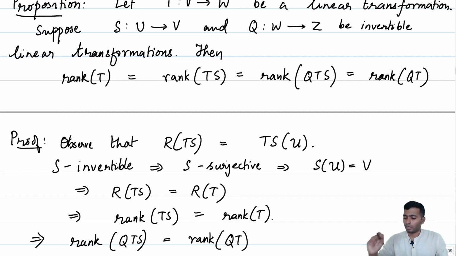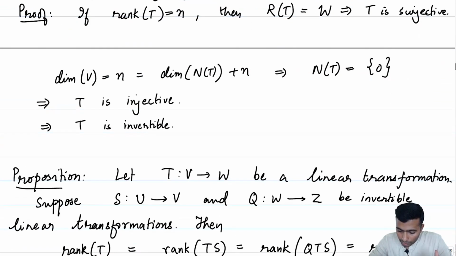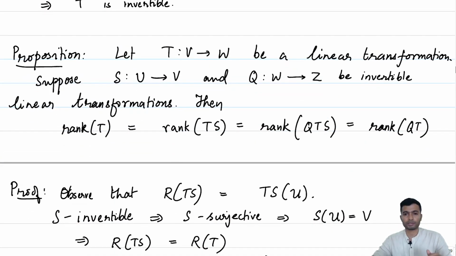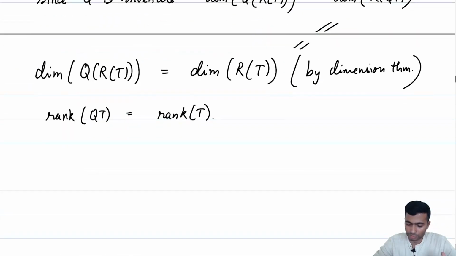Let us look at the proposition again. The statement is quite important. What the proposition tells us is that if you consider T to be a linear map from V to W, and suppose S is an invertible map from U to V, then if you compose it with the linear transformation T, the rank of the composition is the same as the rank of T. Same is the case with a linear transformation Q. So the rank behaves well under composition by invertible maps.